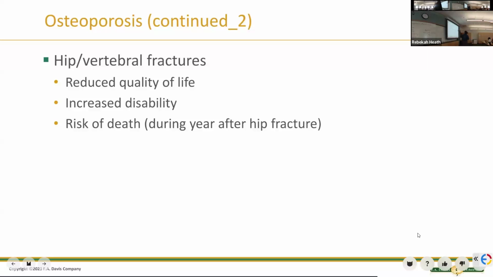If you have a hip or vertebral fracture, you have a big decreased quality of life because of the pain and discomfort. Also, during the year after a hip fracture, you are at greater risk of dying from all the complications resulting from it, right? You're not going to be as mobile. You might not be breathing as well. You might develop pneumonia or a blood clot. You might have any number of other things happen. But you do have a higher risk of dying after that. So we really want to make sure we can prevent those events, like a hip fracture, from happening.